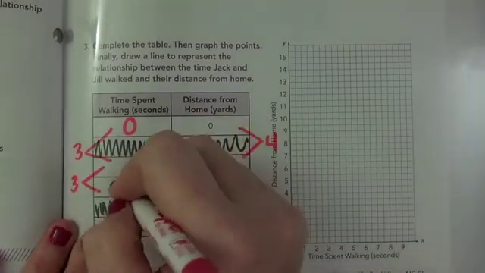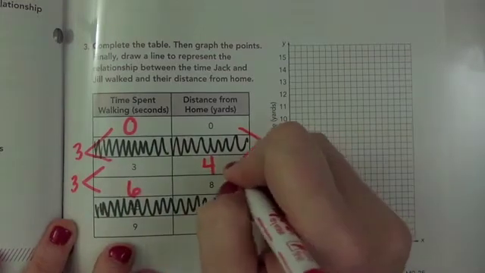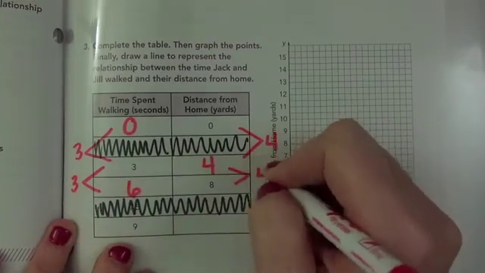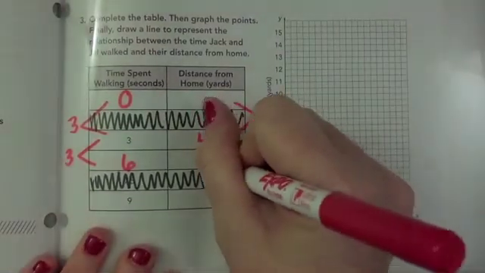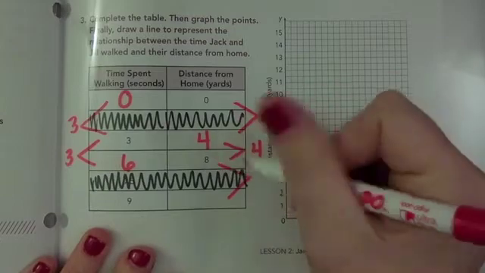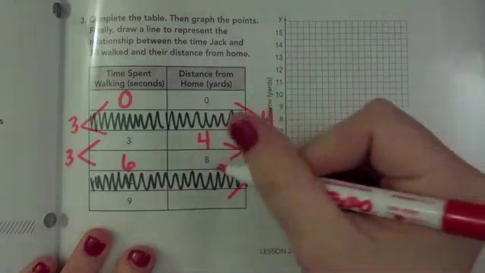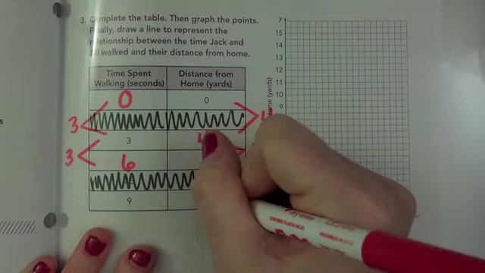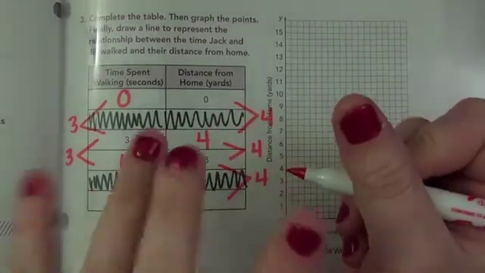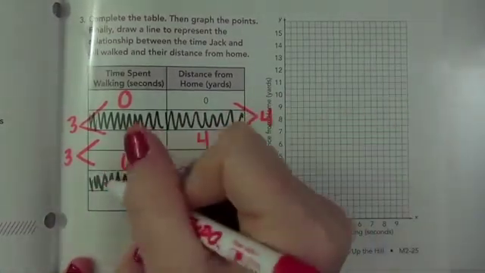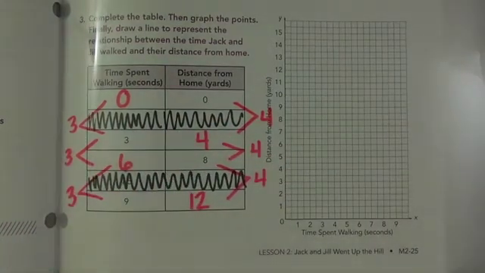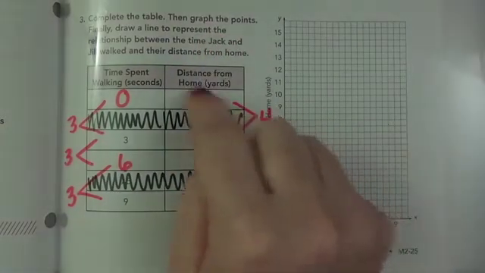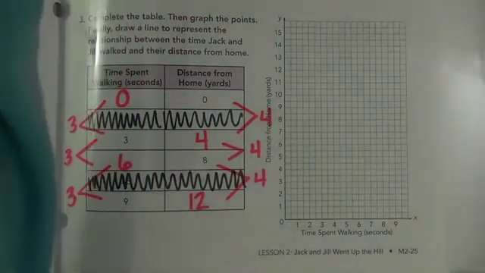3 plus 3 is 6. 4 plus 4 is 8. Okay, do it again. 8 plus 4, which is our rate, 8 plus 4, so 8, 9, 10, 11, 12. And then this went up 3 seconds. Okay, now the next thing that we're going to do is graph the points. So we filled in our table, now we're going to graph our points.